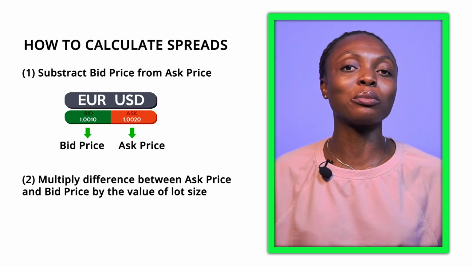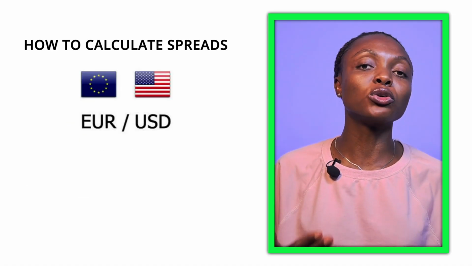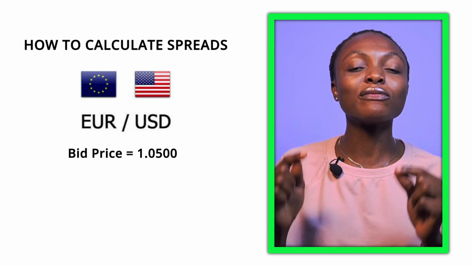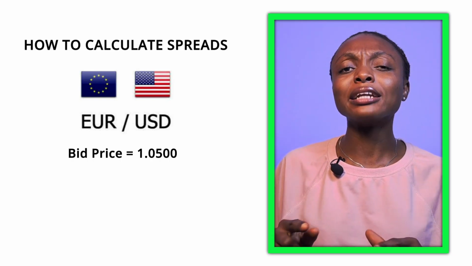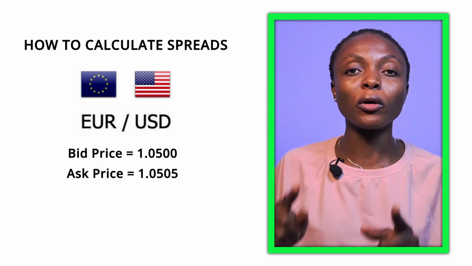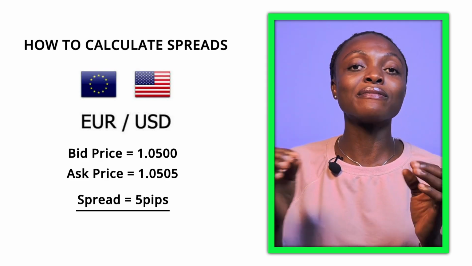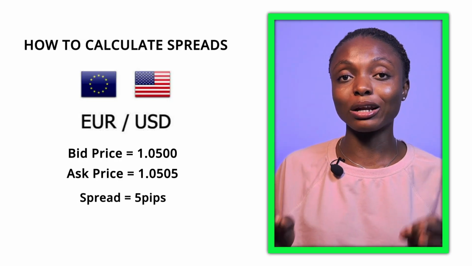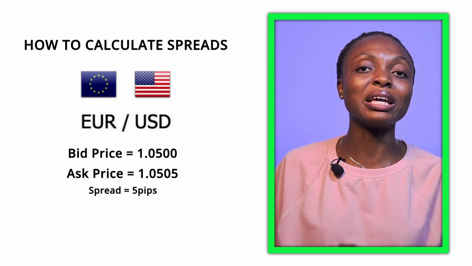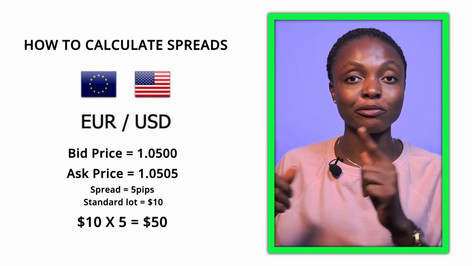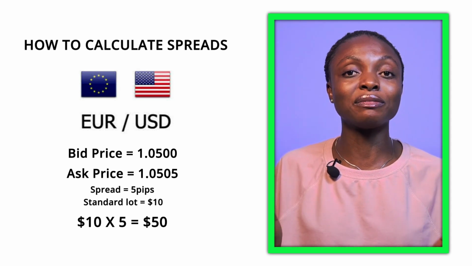Let's take a quick example. If we're trading the Euro USD pair with bid price as 1.0500 and the ask price as 1.0505, then the spread will be 5 pips. Now, if you're trading standard lot whose value for 1 pip is $10, then we have to multiply that $10 by the 5 pips, which will give us $50.